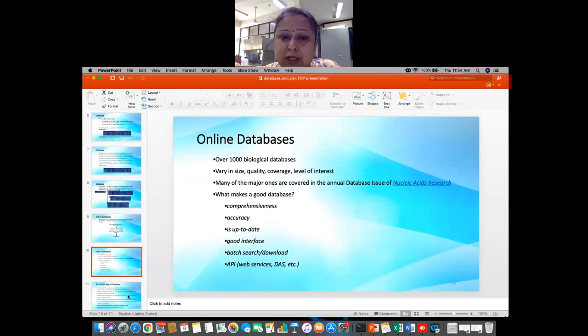So many of the major ones are covered in the annual database issue of Nucleic Acids Research. So if you want to find out databases pertaining to biological functions, you can go to the Nucleic Acids Research database issue and you can find the names of databases where the newer found databases would be added.